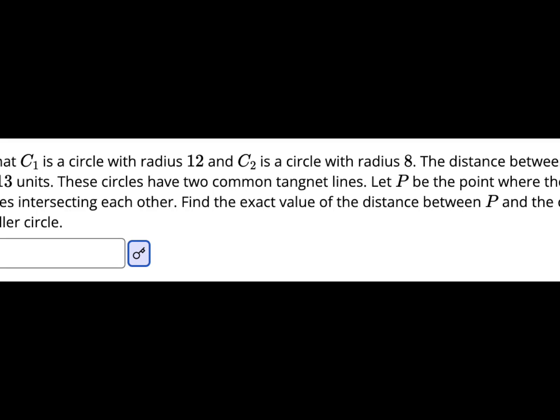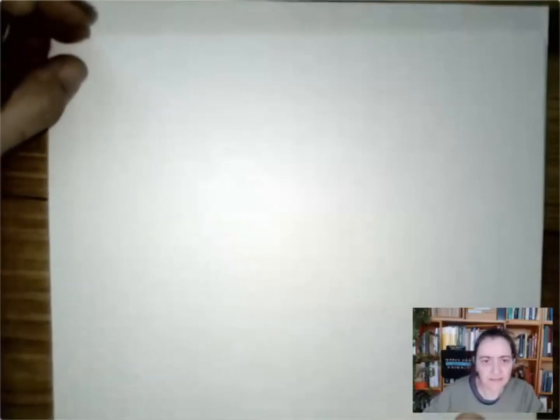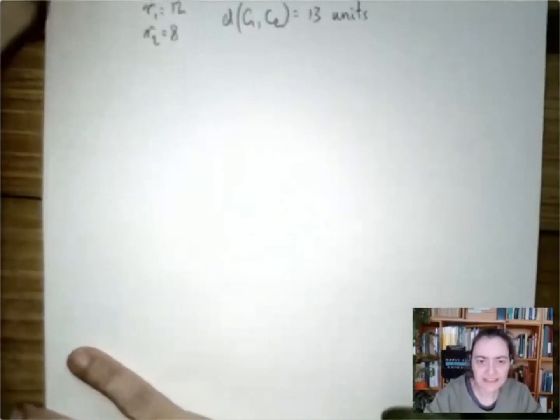Okay, so what do we have? We have two circles. One of them has radius 12. The other one has radius 8 units. And the distance between the centers is 13 units. So a good picture is essential, especially in this particular case.